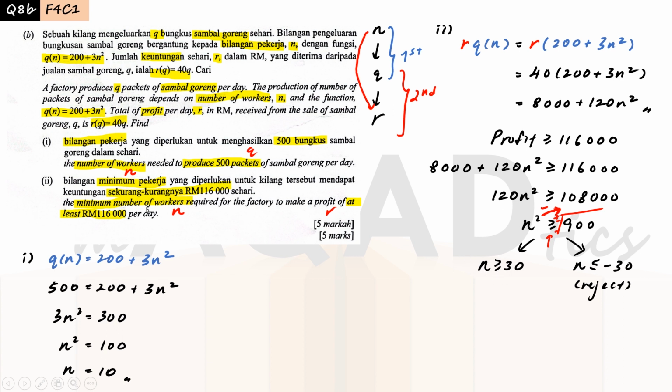And here, going back, it says find the minimum number of workers. So here, according to here, n must be at least 30. Okay, so we can write out a simple conclusion. Minimum number of workers is 30.